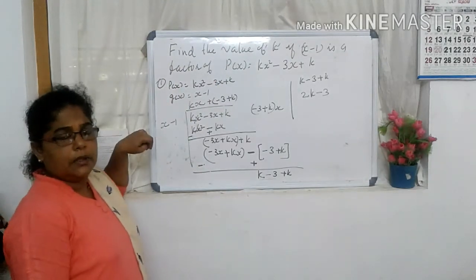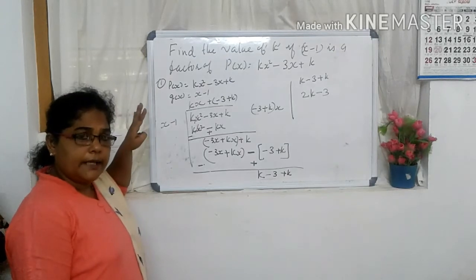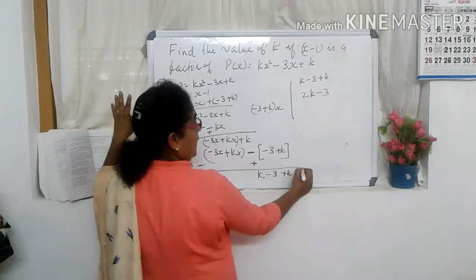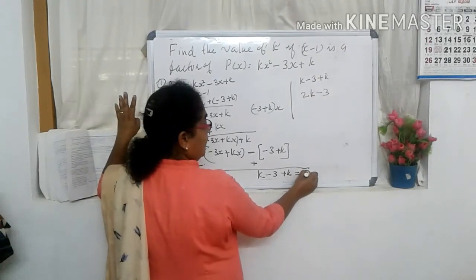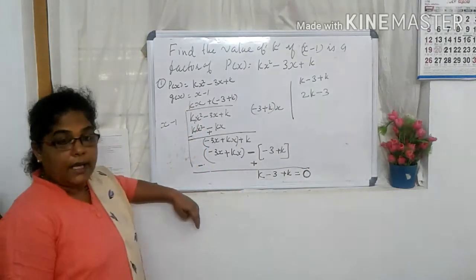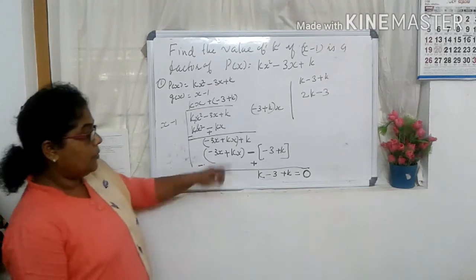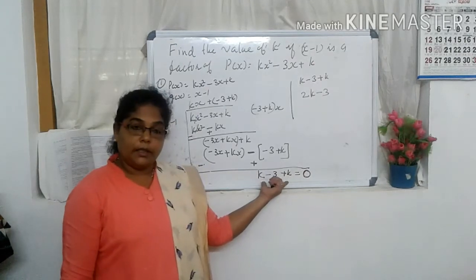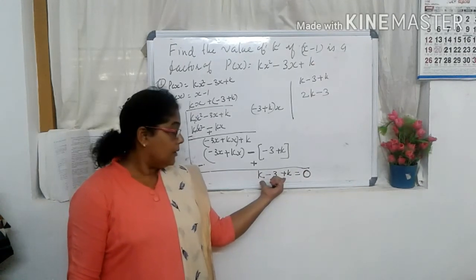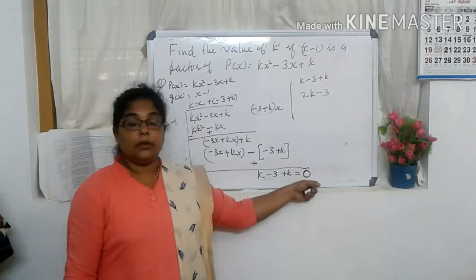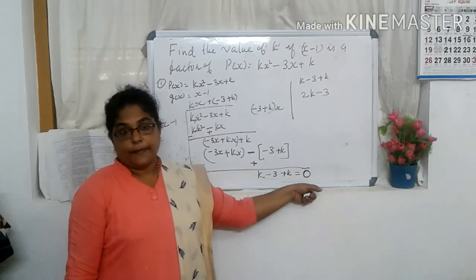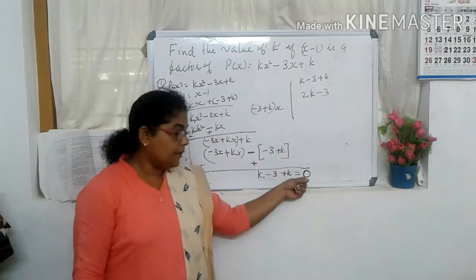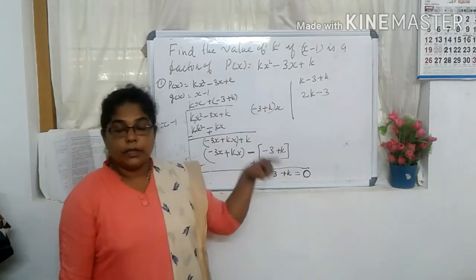Now, in the question it is given that x minus 1 is a factor of p of x. That means we can take x minus 1 as a factor. So if it is a factor, what's the remainder? We should get the remainder 0, that we learnt. So the remainder is 0. It means 2k minus 3 equal to 0. Here we are getting a remainder 2k minus 3, and we can equate that remainder with 0 to get the value of k.